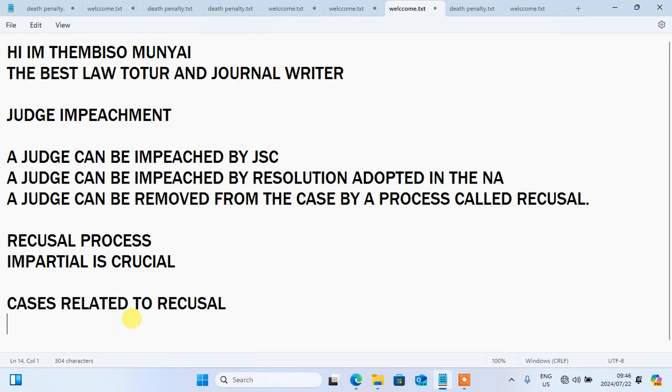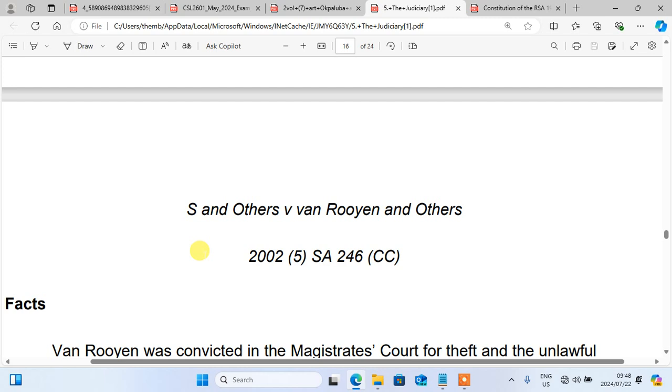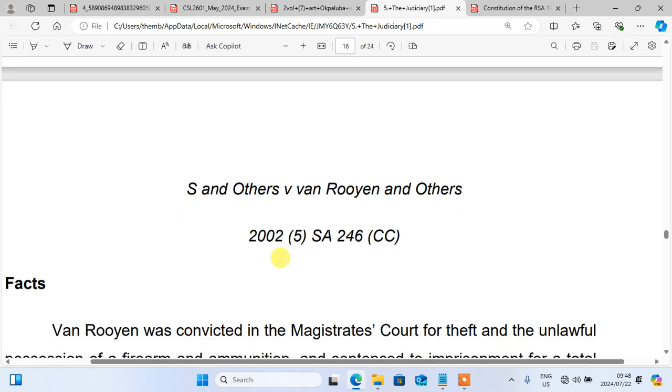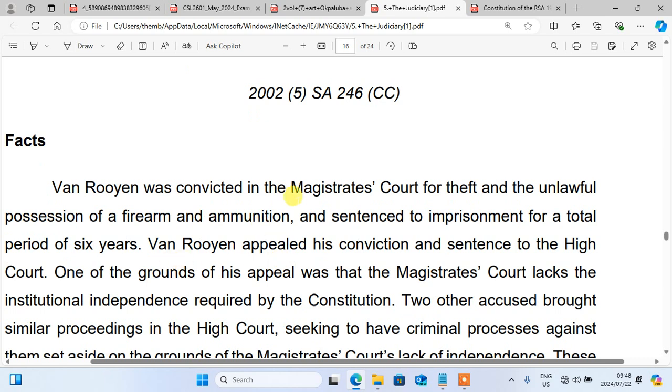Now, let's bring the cases that are related to recusal. The first case that you must look into is S and others versus Van Rooyen and others. This is a case from 2002. Van Rooyen was convicted in the magistrate court for theft and unlawful possession of a firearm and ammunition, and sentenced to imprisonment for a total period of 6 years. Van Rooyen appealed his conviction and sentence to the High Court. One of the grounds of his appeal was that the magistrate court lacks the institutional independence required by the Constitution.